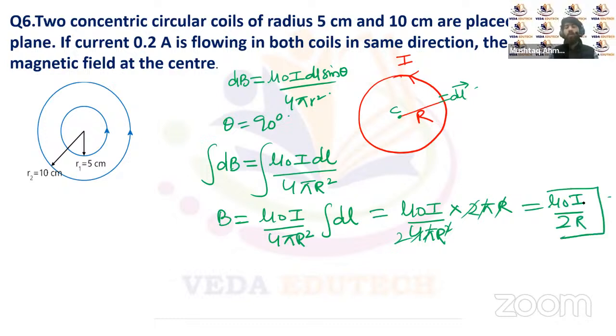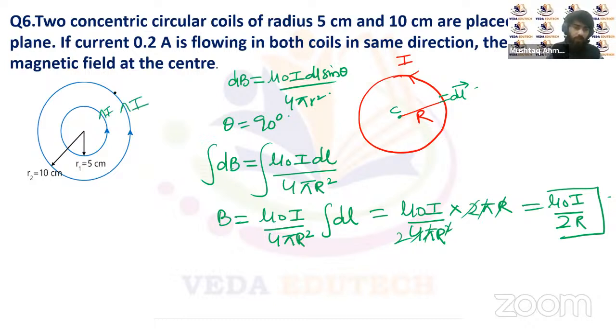Because of a circular wire carrying some current I, the magnetic field at the center of that circle is mu naught I upon 2r. Here I is the current flowing through the circle and r is the radius of that circle. Now we'll be using the same equation to solve question number 6. You can see here two concentric circular coils of radius 5 centimeter and 10 centimeter are placed in the same plane. If current 0.2 ampere is flowing in both coils in the same direction, then find the magnetic field at the center. So in both the circles, the current is flowing along the same sense.